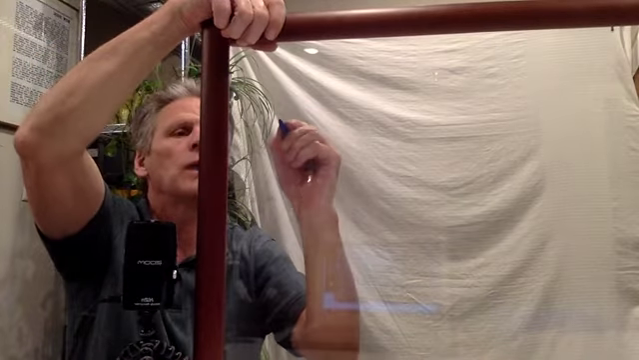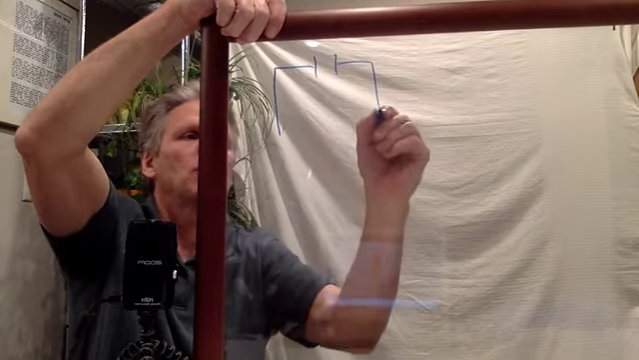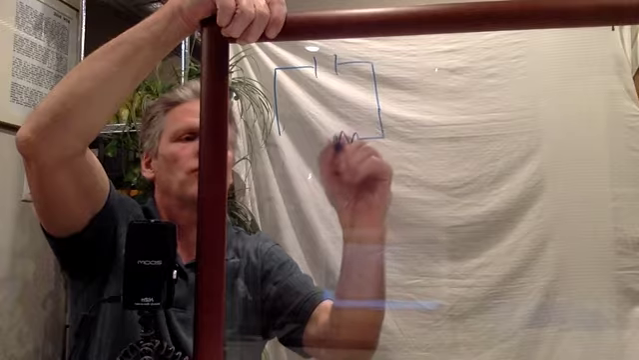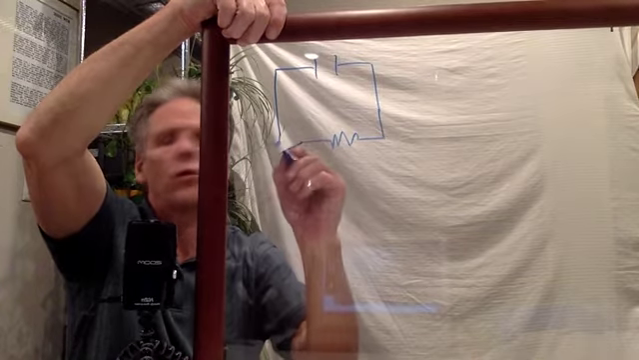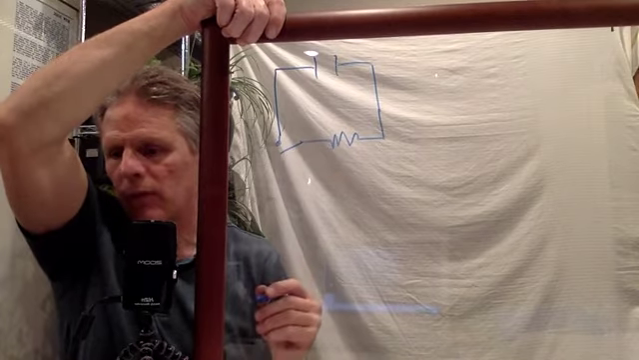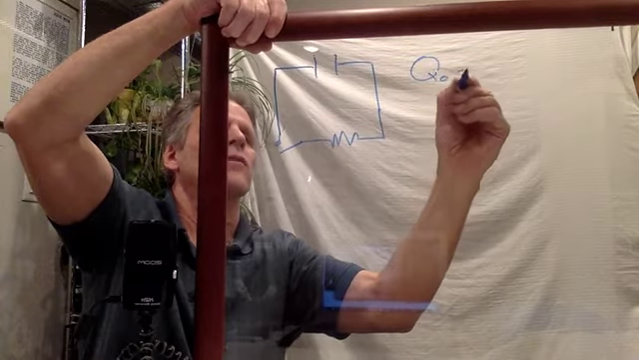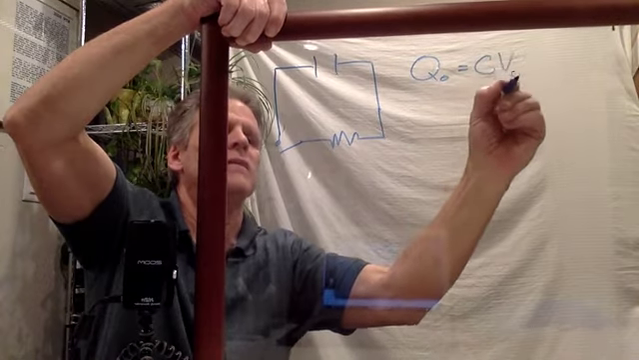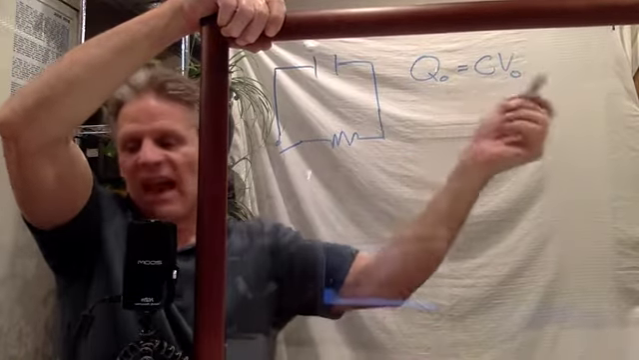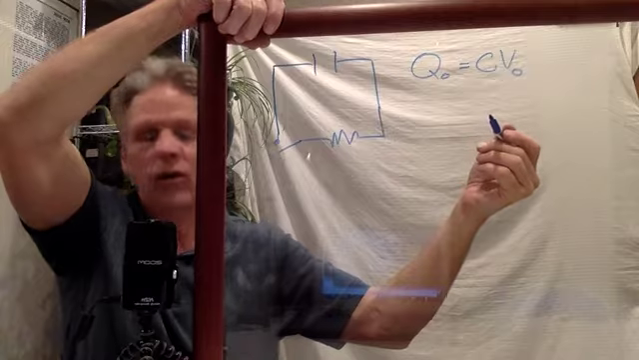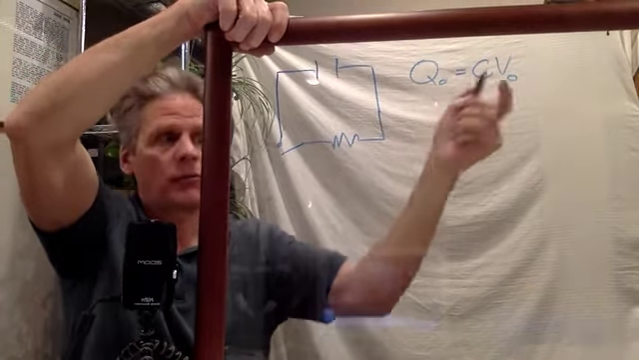So what do we have? We have a capacitor, we have a resistor, and we have some switch, which is going to close at t equals 0. So we know that our Q0 is just going to be equal to CV0. And that is exactly the same as saying a capacitor is charged to a voltage V0. That means it has this much charge, Q0, CV0.